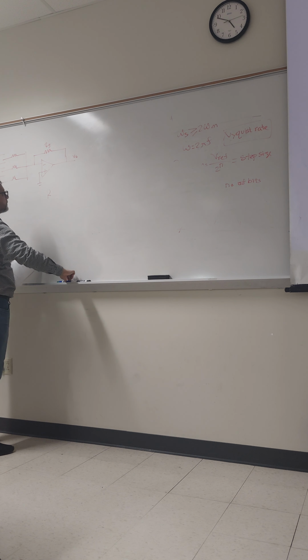Now if we ask you to find the full scale output voltage when the reference voltage is 5 volt and RF equals R, find the full scale output voltage when V reference equals 5 volt and RF equals R.